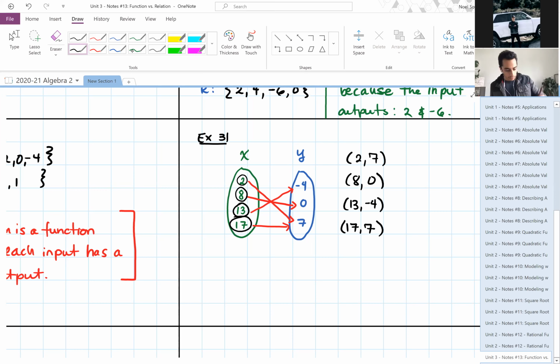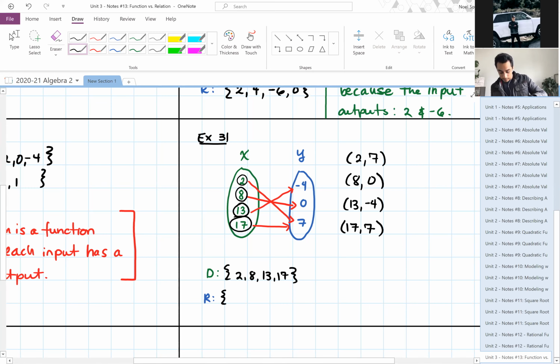So if we had to list the domain, that's easy, right? We open up the set: 2, 8, 13, 17. Voila. Then we list the range. Those are the Y values. So although we have a repeat, 7, you're on the VIP list once, you don't need to be on there twice. So then it's just 7, 0, and -4.